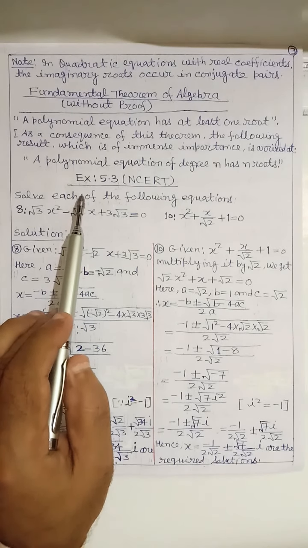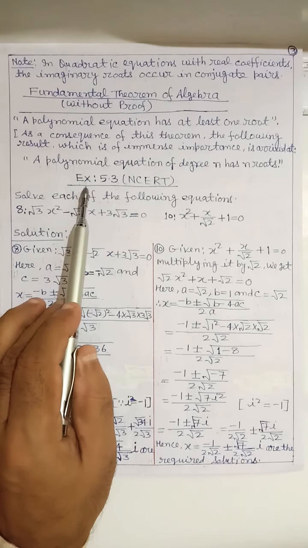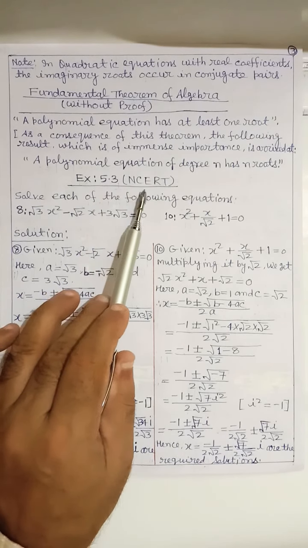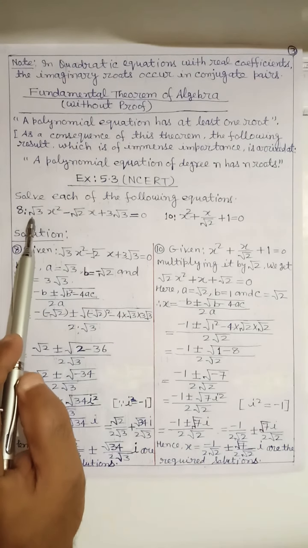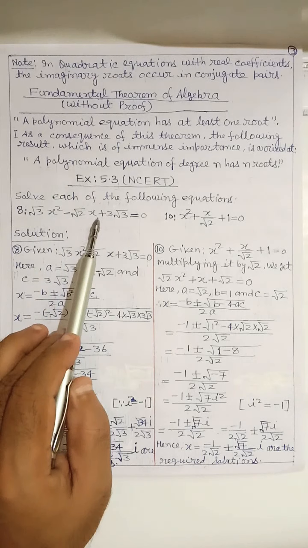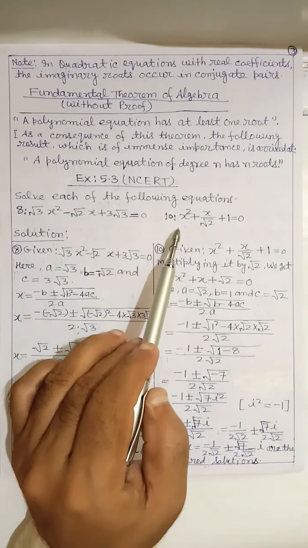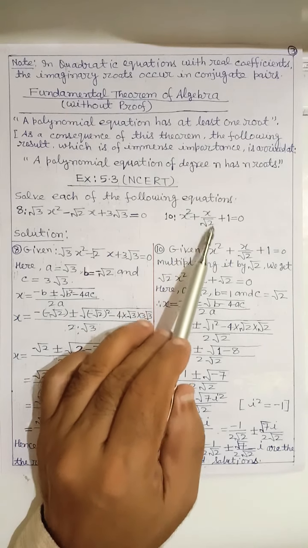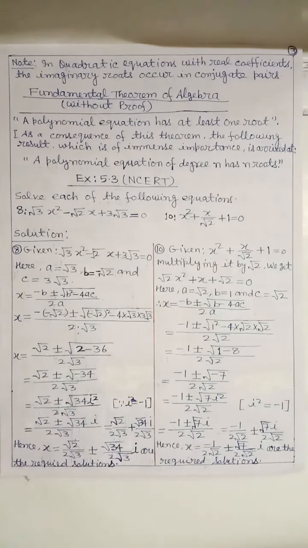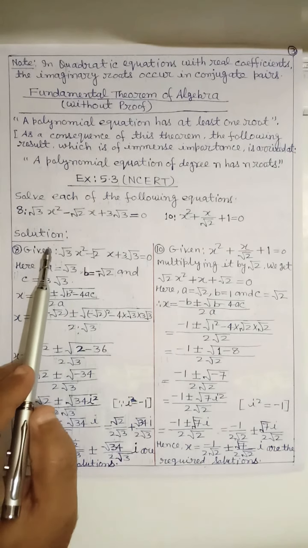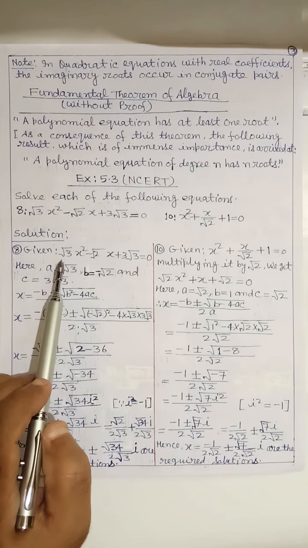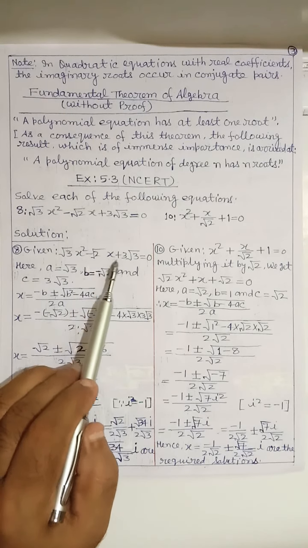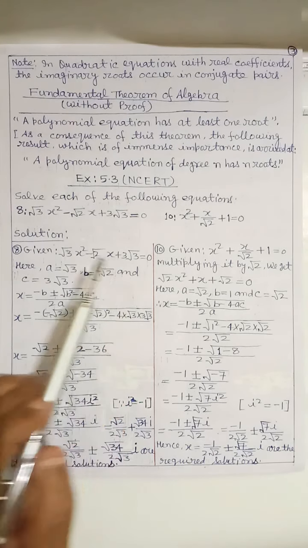Now we will discuss the solutions of the questions of exercise 5.3 from NCERT. Solve each of the following questions. Question number 8, root 3x square minus root 2x plus 3 root 3 equal to 0, and question number 10, x square plus x by root 2 plus 1 equal to 0. Here, to find the solution, we start with question number 8. Given root 3x square minus root 2x plus 3 root 3 equal to 0.